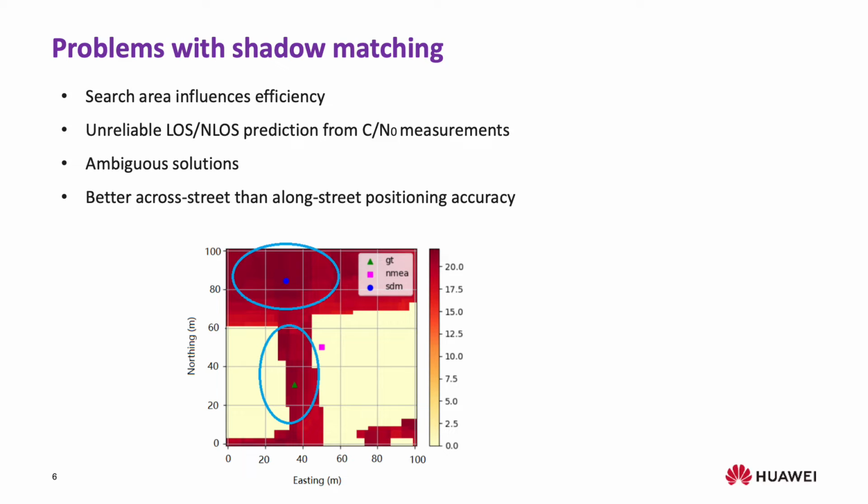The fourth point, the shadow matching algorithm always shows better across-street than along-street positioning accuracy, and this is due to the distribution of line of sight and non-line of sight signals. In the next part, I'll show how to make use of the shadow matching algorithm only in the across-street direction.